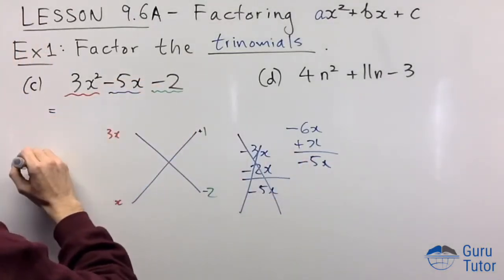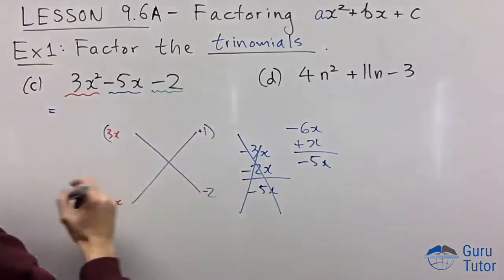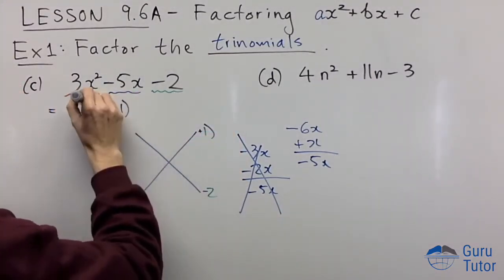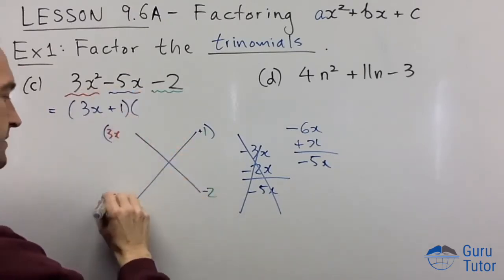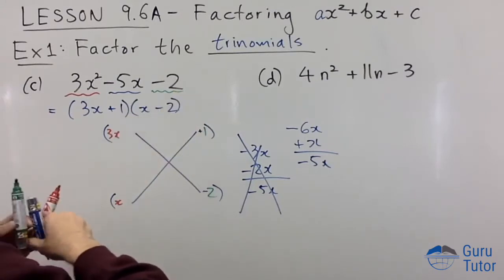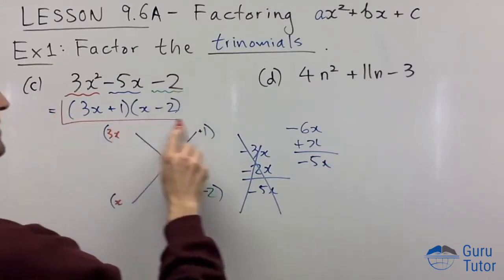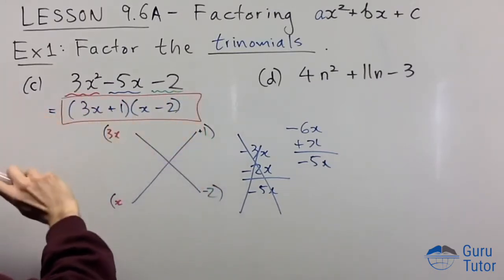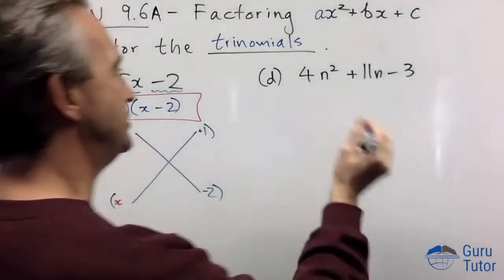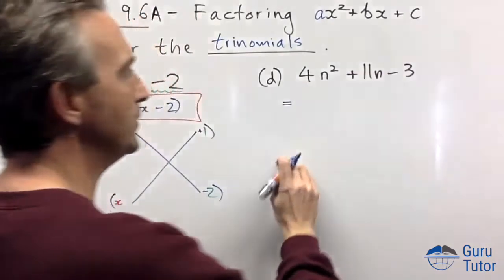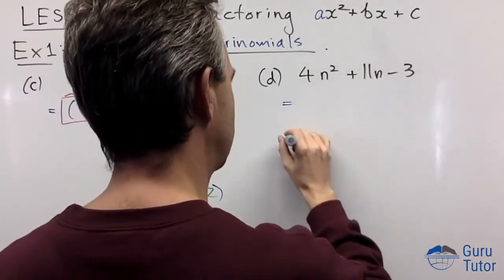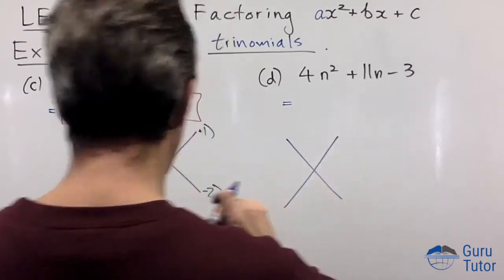So to factor that, the answer is 3x plus 1 is one binomial, and the other binomial is x minus 2. And that is C factored. Okay, let's try one more. So I've just erased my work in there, which you won't be doing. So another one, another trinomial we're going to factor into a binomial. Let's do it. Here we go.